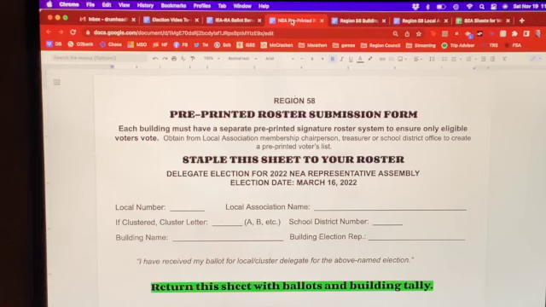Next is the pre-printed roster submission form. You will get one of these and you will need to staple this to your roster once you do your tally at the end of the election.